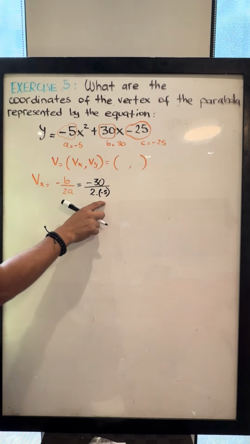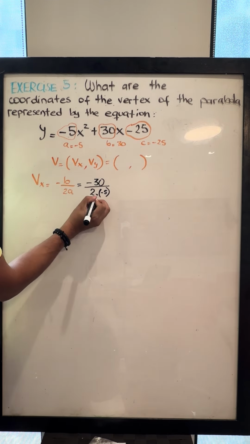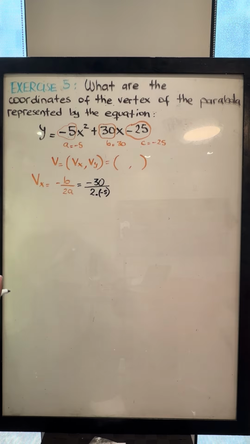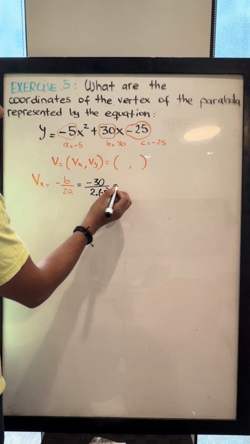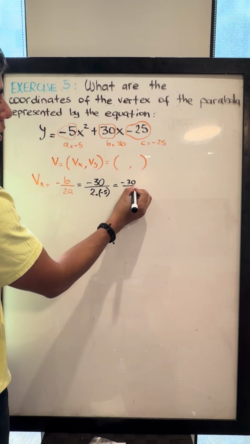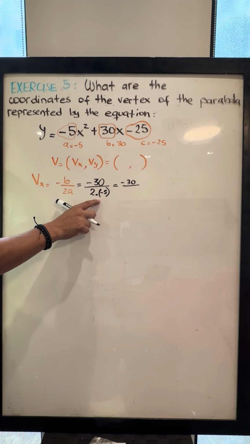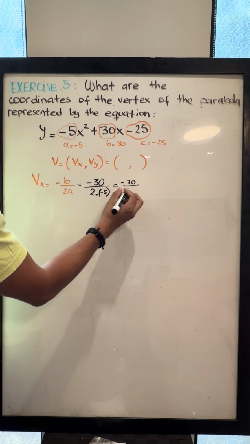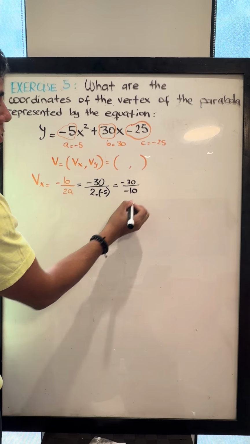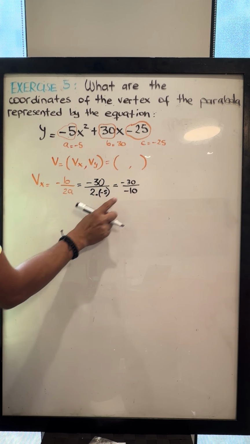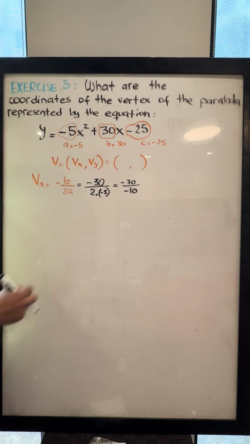I'm using parentheses here because we have a product and this is a negative number, so we need to add parentheses. So now on top we have just negative 30, but on the bottom we have 2 times negative 5, and 2 times negative 5 equals negative 10. Why does it equal negative 10? Because positive times negative is negative, and then 2 times 5 is 10.